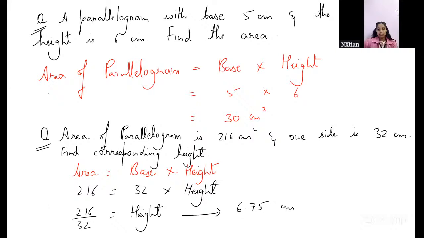6.75 centimeter is the height. When we divide 216 by 32, we'll get 6.75 centimeter.